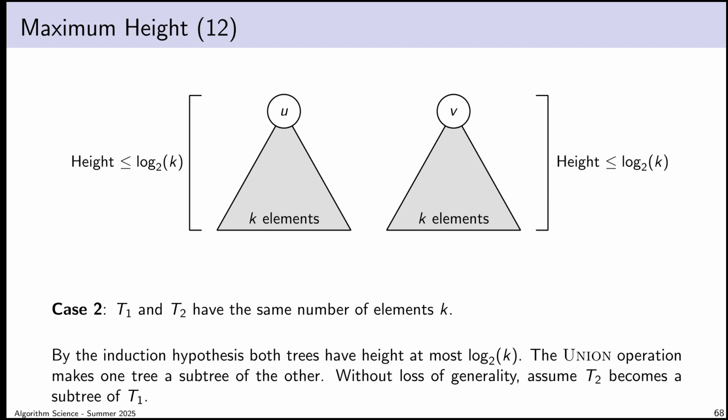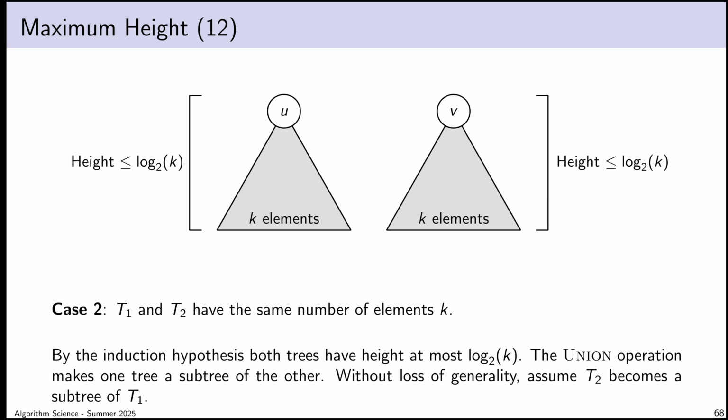In case 2, T1 and T2 contain the same number of elements. In case 1, we knew that one tree was smaller, and so we knew which direction the merge would go. Suppose that both trees are identical in size. That means the union operation could merge them in either order, because the only rule we defined for the union operation is that the smaller tree becomes a subtree of the larger one. So when there's a tie, it could go either way.